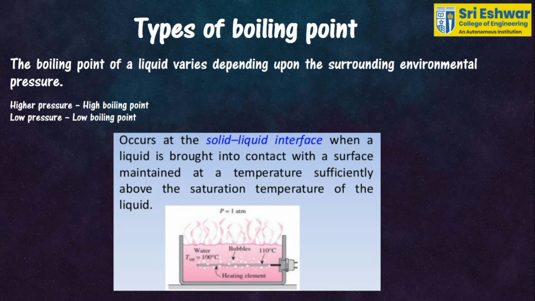Now, let us see boiling point. The boiling point of a liquid varies depending upon the surrounding environmental pressure. A liquid in a partial vacuum has a lowering boiling point. Then, when that liquid is at atmospheric pressure, a liquid at a higher pressure has a higher boiling point. The liquid at lower pressure has a lower boiling point.